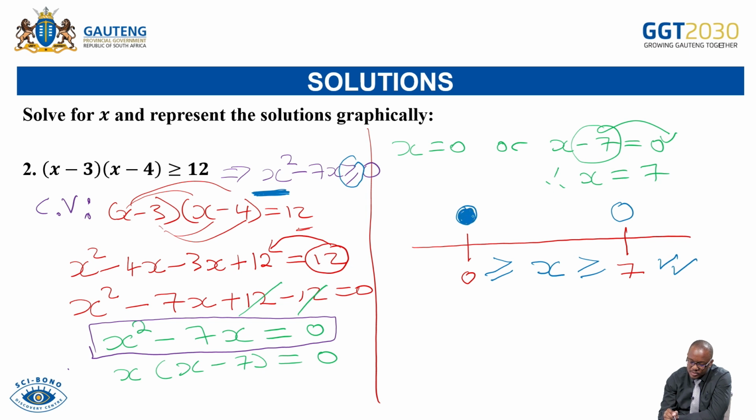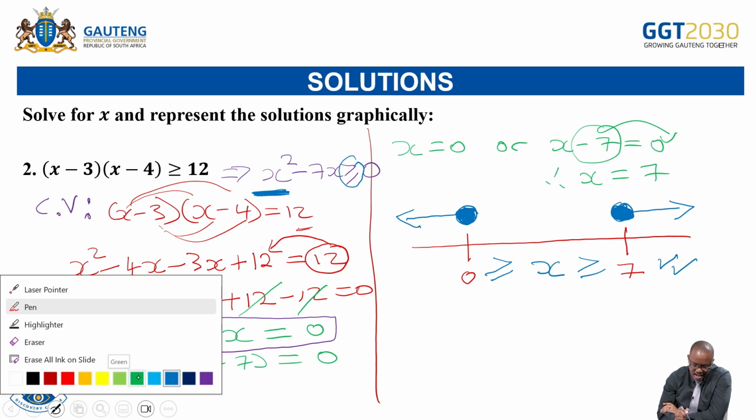We're shading our circles because 0 will be included, and also 7 will be included. Then x is greater than 7, it goes that side. And x is less than 0, it goes to the left-hand side. So that's how basically we are going to solve that particular problem.